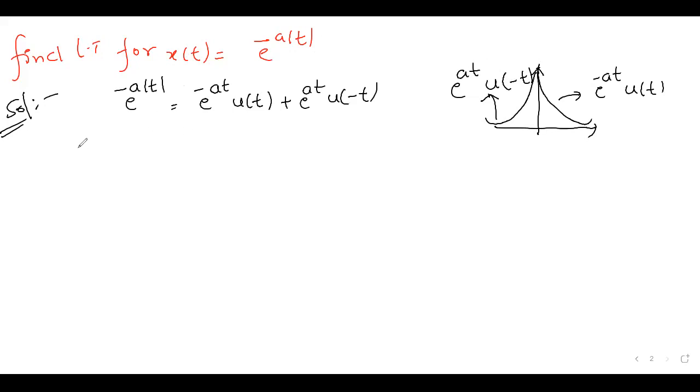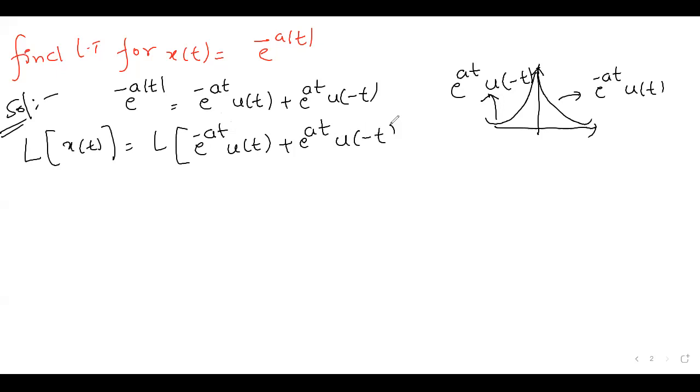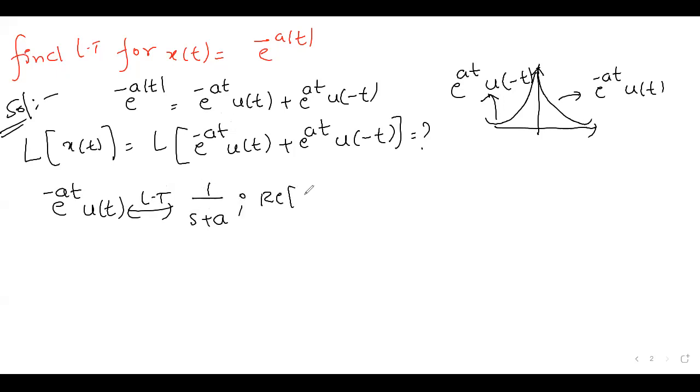Okay. So now the Laplace transform of x of t, that is the Laplace transform of these two functions, e power minus a t into u of t plus e power a t into u of minus t, we have to find. So let us solve this using properties. Already we have this property: e power minus a t into u of t, a causal signal. What is its Laplace transform? 1 by s plus a, where real part of s is greater than minus a.